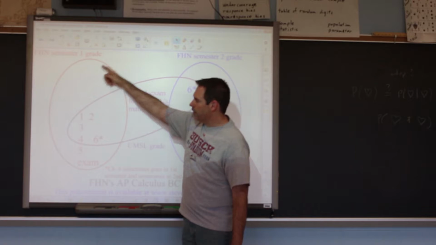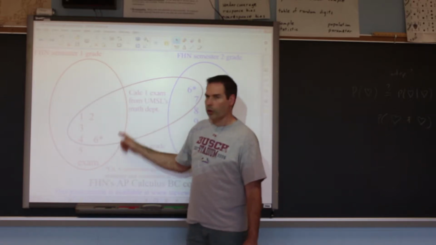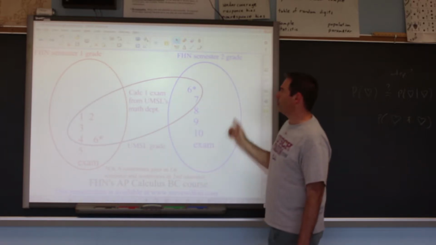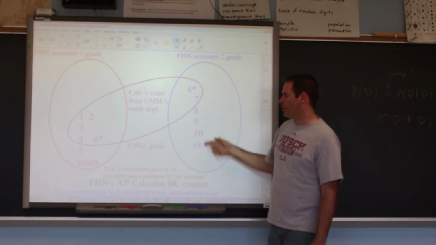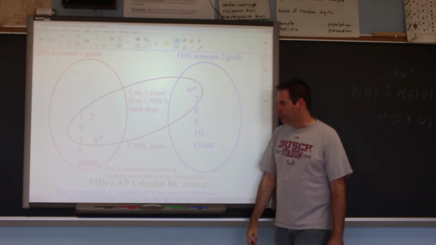Semester 1 for Calc BC is generally chapters 1 through 5 or chapters 1 through 6. And then semester 2 for Francis Howell North's grade is generally chapters 6 through 10 or 7 through 10. And then each semester has an exam.